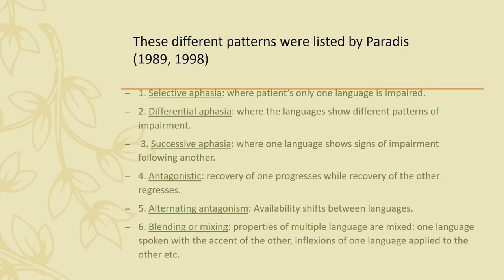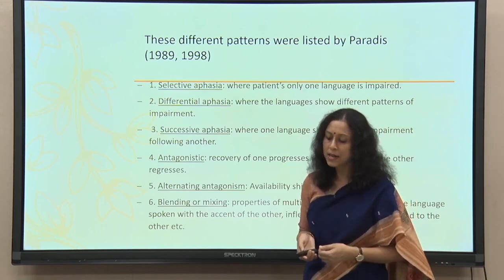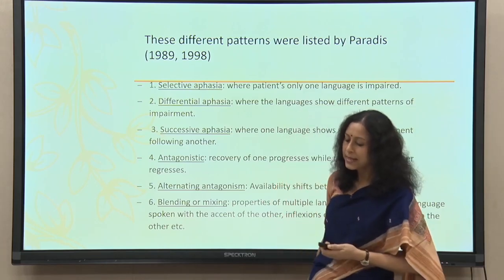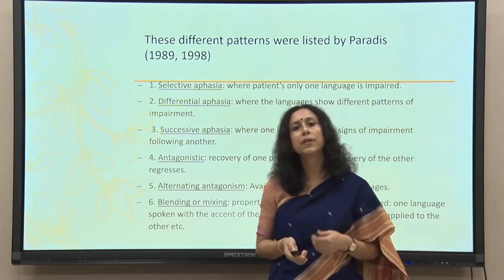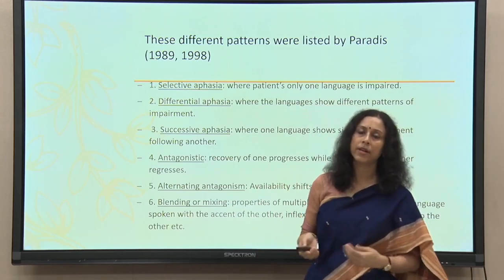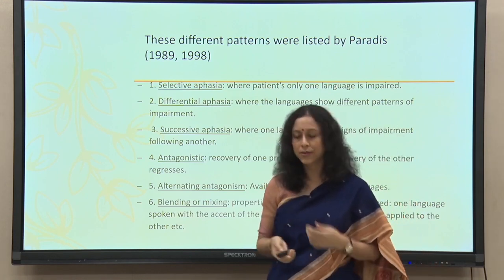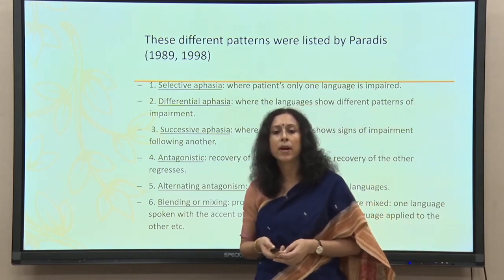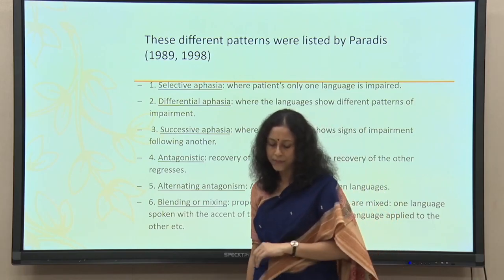There are about six types of differences, different patterns of bilingual aphasia, that he lists. The first is called selective aphasia. Selective aphasia, as the name suggests, is where in patients only one language is impaired and the other language is spared. Then we have differential aphasia, where the bilingual's two languages show different patterns of impairment. So, in one language maybe it is comprehension, in another it can be production or repetition and so on. So, there is a differential status of the two languages in terms of how they get affected. Then we have successive aphasia, the third type, where one language shows signs of impairment following another. One language gets affected first, then the other language.